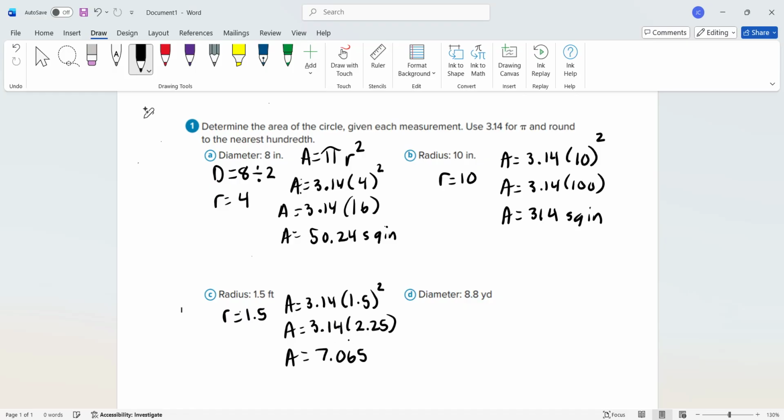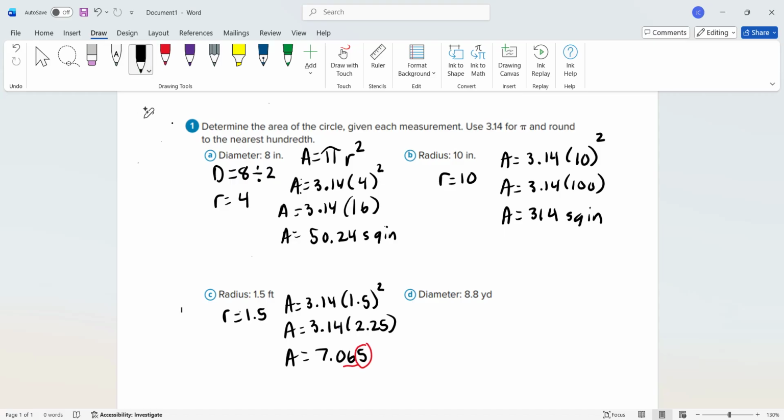When I multiply it times 3.14, I get 7.065. But here's the problem: they asked us to round this to the nearest hundredth. So the 6 is in my hundredths place. I underline the number I am rounding to and I circle the number behind it.